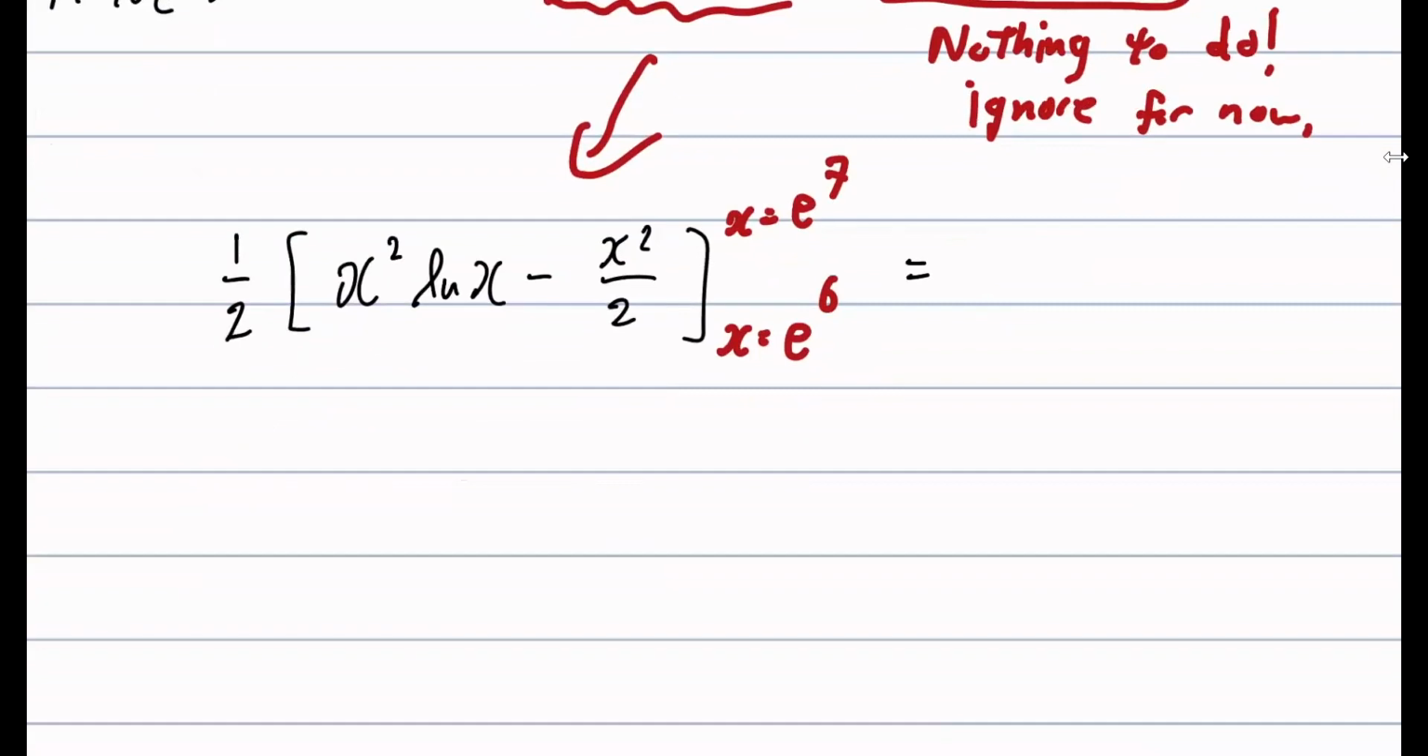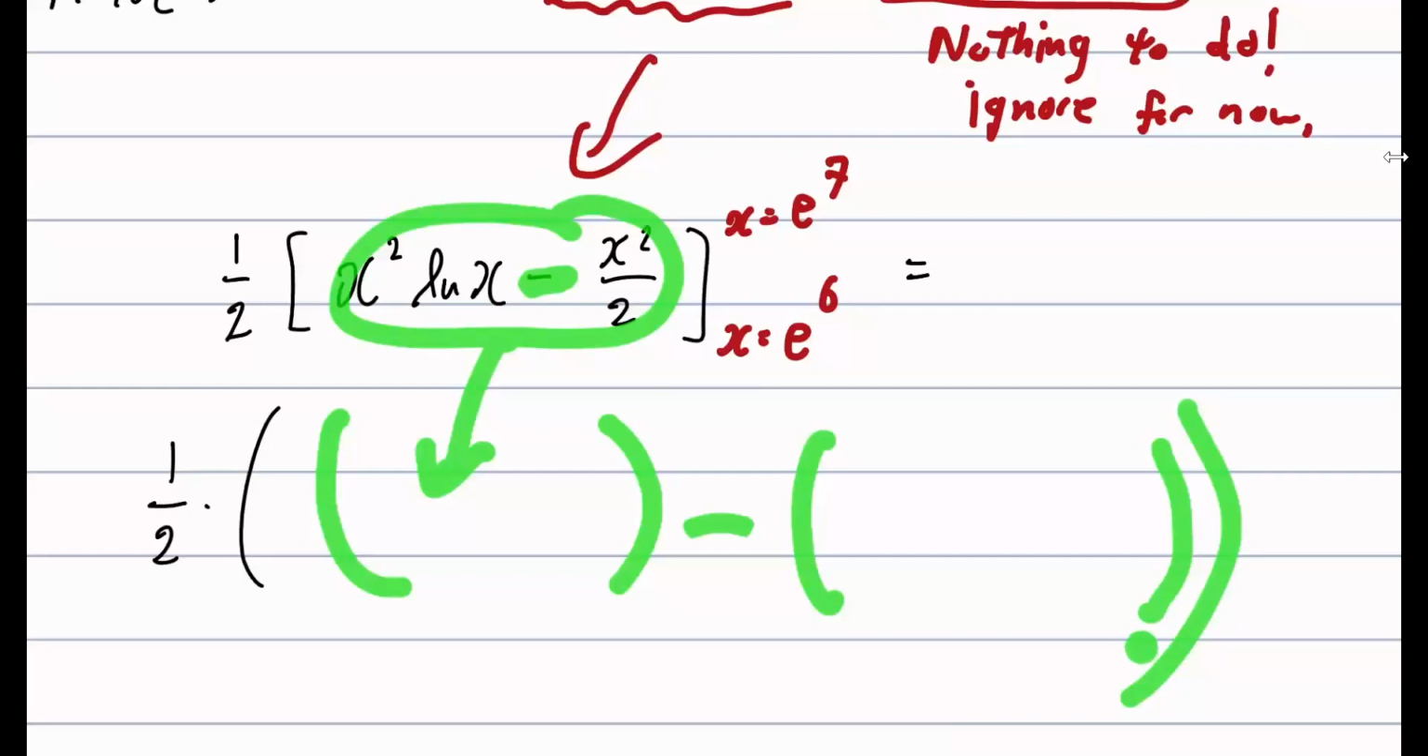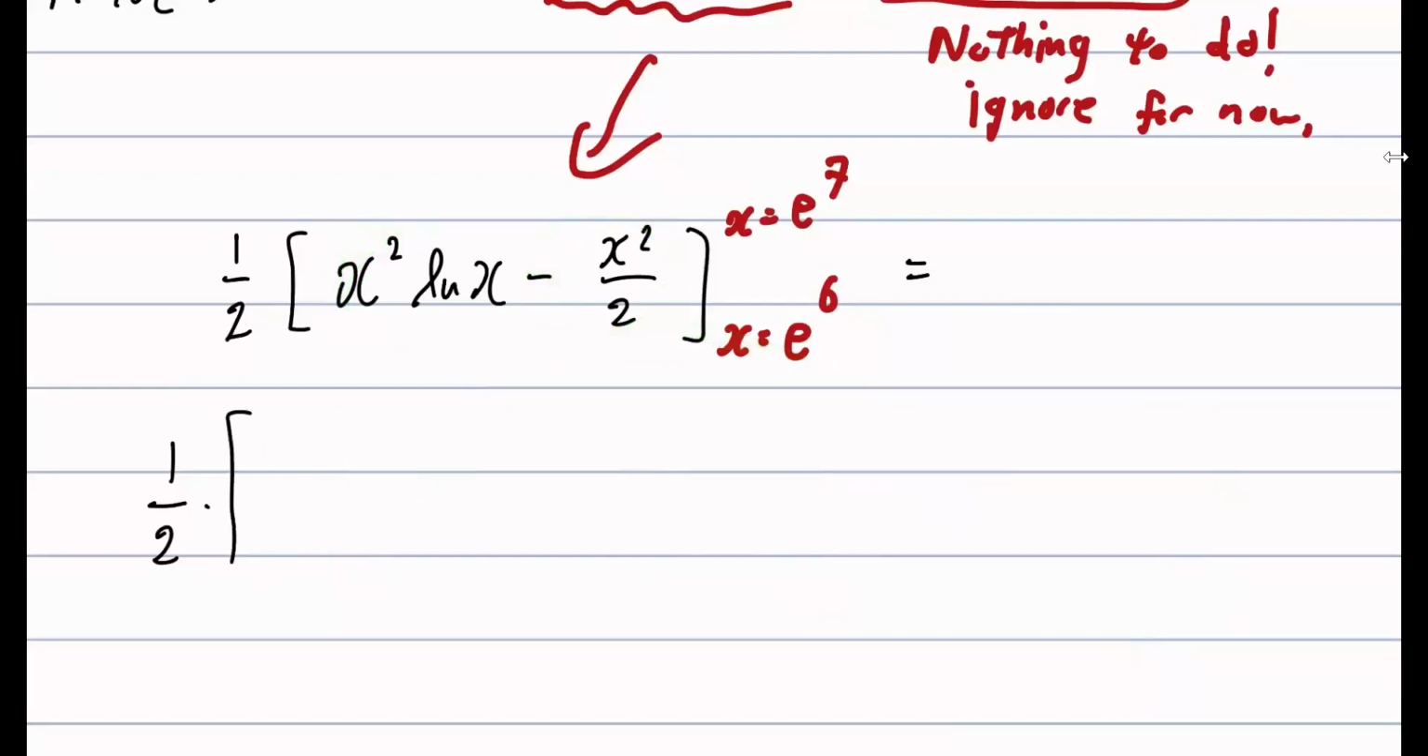Just sub in only. So the half is factored out, we can just copy down the half again, multiplied by an open bracket. Here, you understand that when there's a subtraction going on, like two terms, you just have to treat this as one thing and then minus the second thing. Does it make sense? Okay. Maybe here I don't use round, I use square bracket. Then I'll just sub in. So here's how I do it. x squared, I sub in with e power 7. So it becomes e power 7 squared times ln of e power 7 minus e power 7 squared over 2.